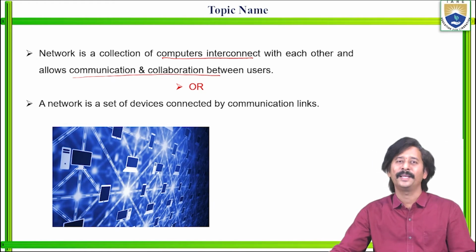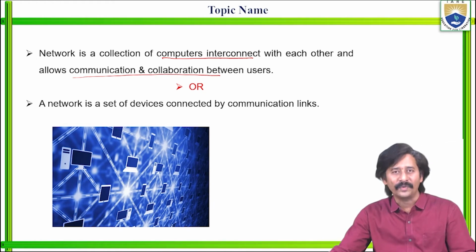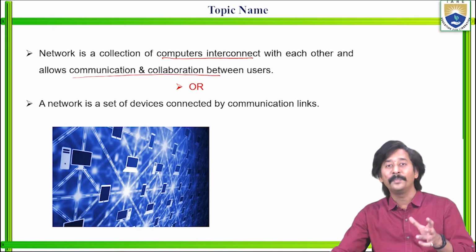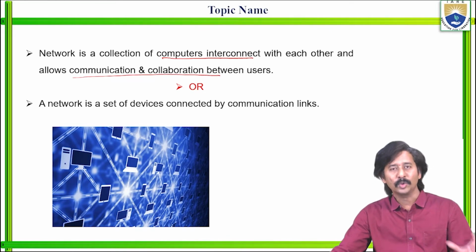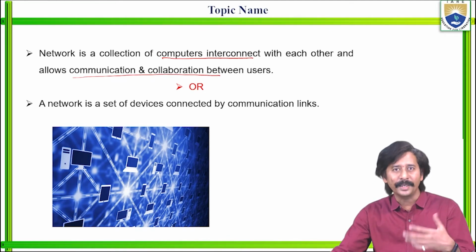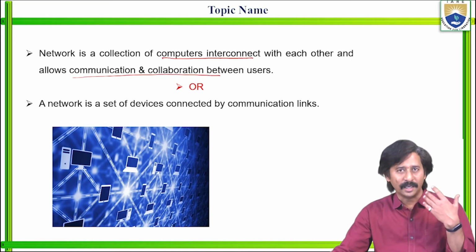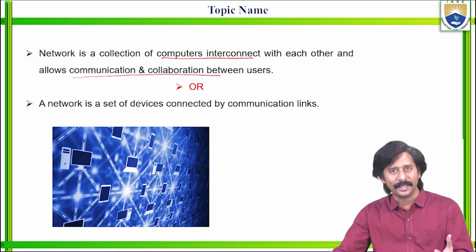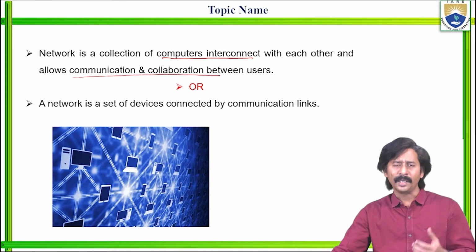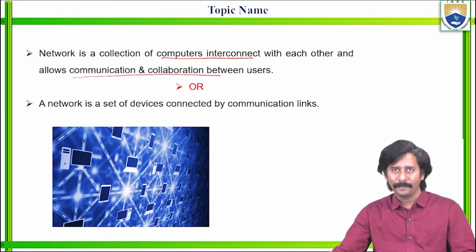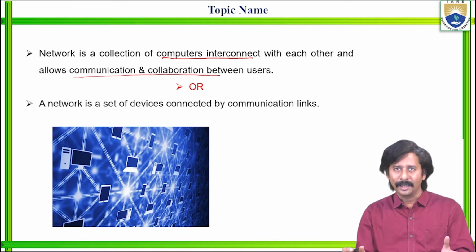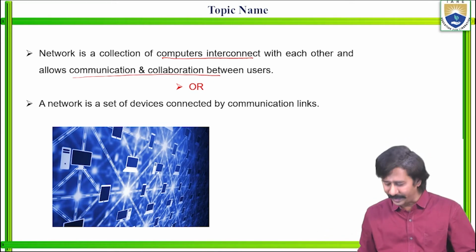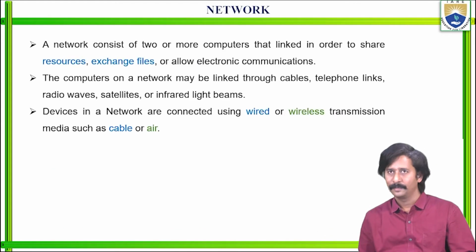So that's why I simply say that a network is a set of devices connected by communication links. How those communication links are established, whether they are connection oriented or connectionless, is irrespective of the application. But a network is a set of devices connected by communication links, right?